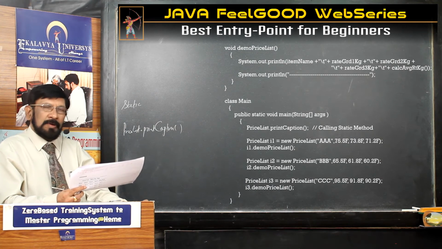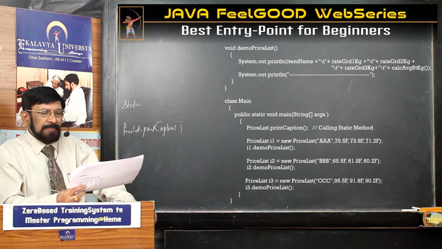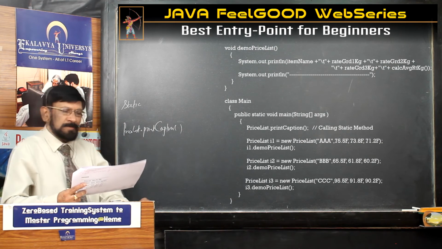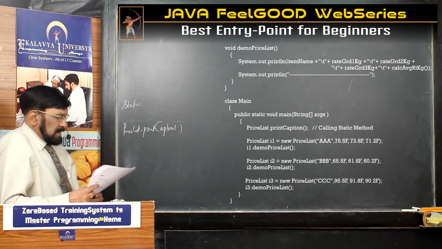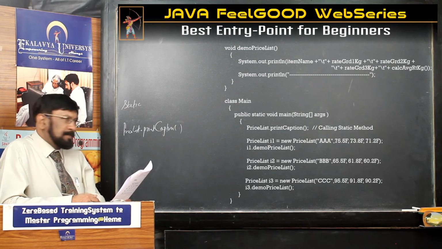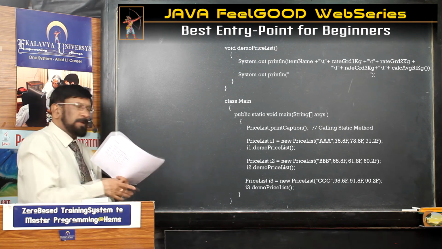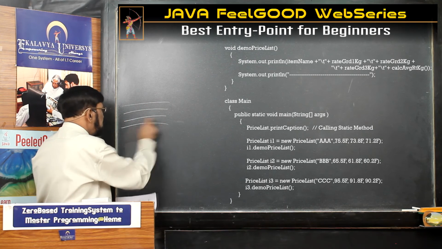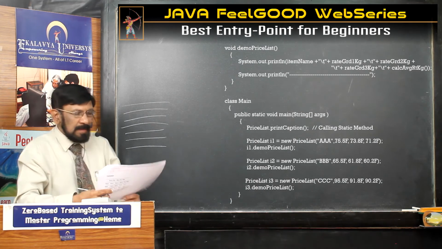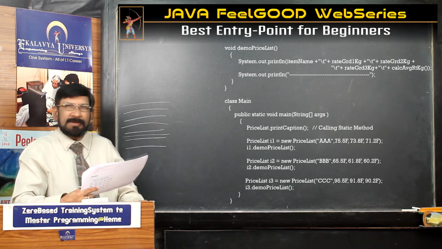Okay, now come to the implementation class. Blueprint class is over, implementation class starts. Then you write the main method, that is the entry point for execution. Now you see the first line, very important: PriceList dot printCaption, because after the caption is printed, then only items are printed. That point you have to understand. And below that, one line also we are giving. That is good. It looks better.